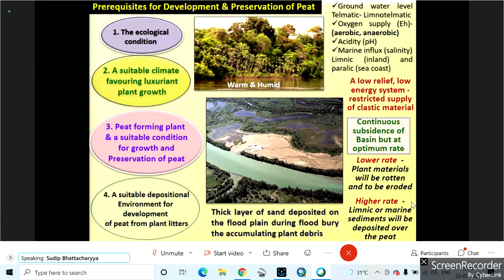If any hydrocarbon source will be there in the form of type 3 kerogen, that is your coal will be accumulated there, then that will be preserved over there. So that is the very important thing for the coal part.